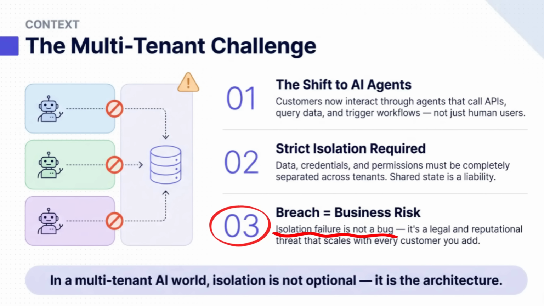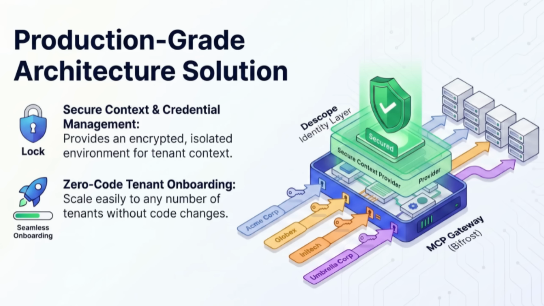In this video, I'm going to show you how to build the architecture that solves this step by step. We'll be using two tools, Descope for identity and access control, and Bifrost as the gateway that enforces it. By the end, you'll see how to give every customer their own secure context that scales to any number of tenants, making onboarding a simple configuration task rather than a major engineering project.